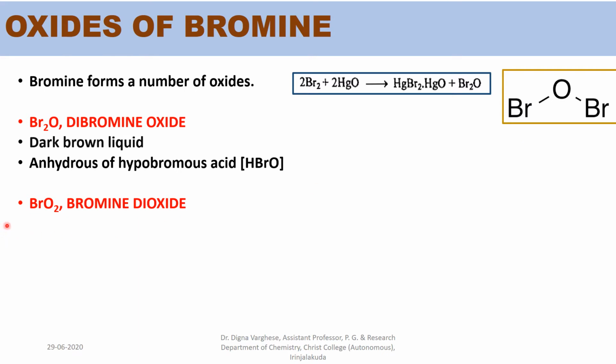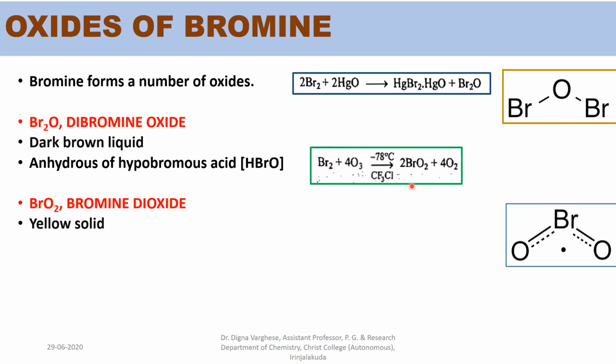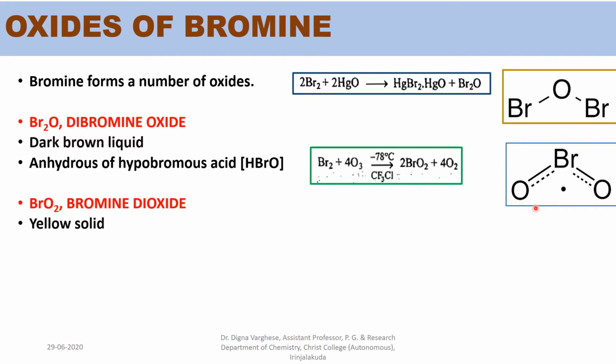Bromine dioxide is the next oxide of bromine. Its molecular formula is BrO2, and it can be prepared by ozonolysis of bromine at low temperature, giving bromine dioxide. It is a yellow solid, and its structure is also angular.